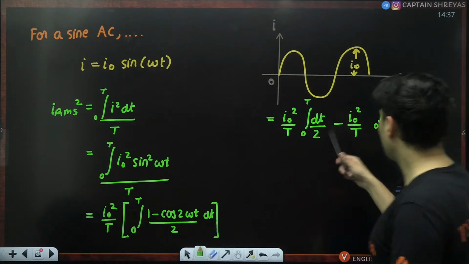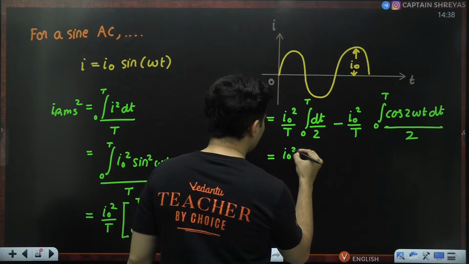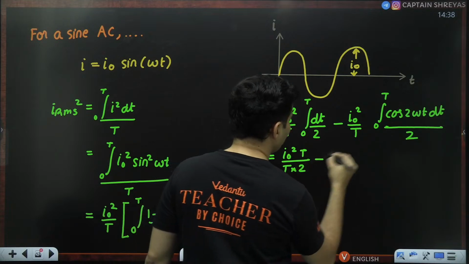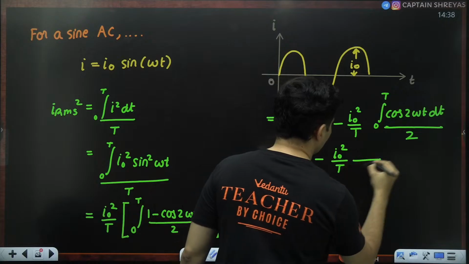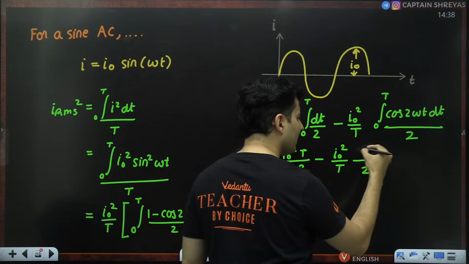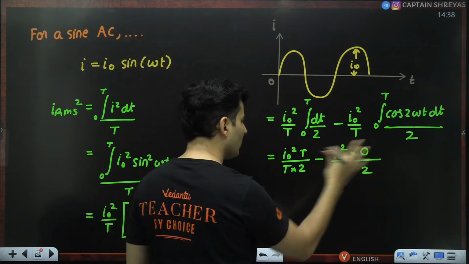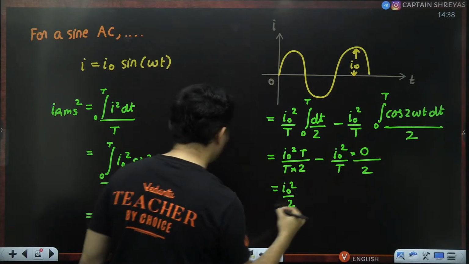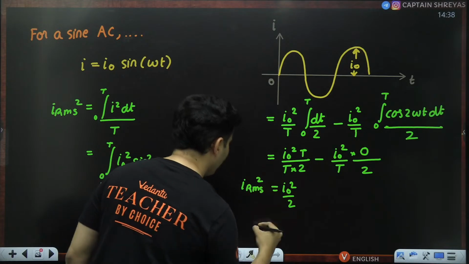What is the integration of dt? It is basically T. So it will be I naught squared T by T, multiplied by 1 over 2, minus I naught squared by T, and here you have 2. Integration of any cos or sine function over a period is always going to be a big fat 0, guys. So 0 into anything is 0. Forget that, T cancels. I'm left with I naught squared by 2, and that is basically your I RMS squared.